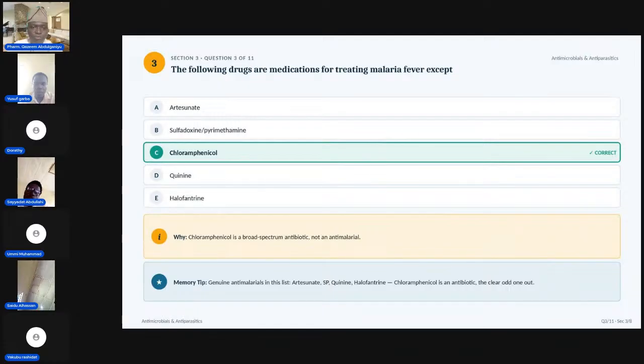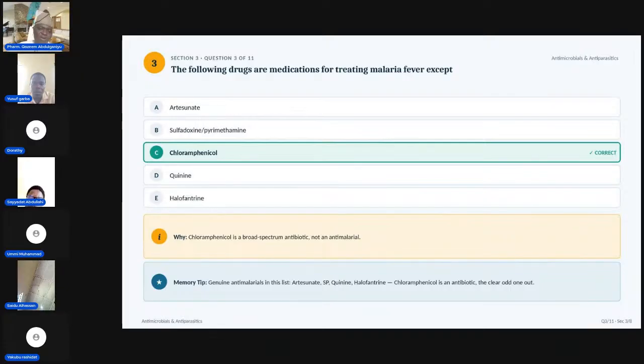Okay, so the next question says the following drugs are medication for treating malaria fever, except. This one should not give us any issue, right? Artesunate, sulfadoxine, pyrimethamine, quinine, halofantrine. Does anybody know halofantrine here? Before somebody goes and chooses halofantrine, do you know halofantrine?